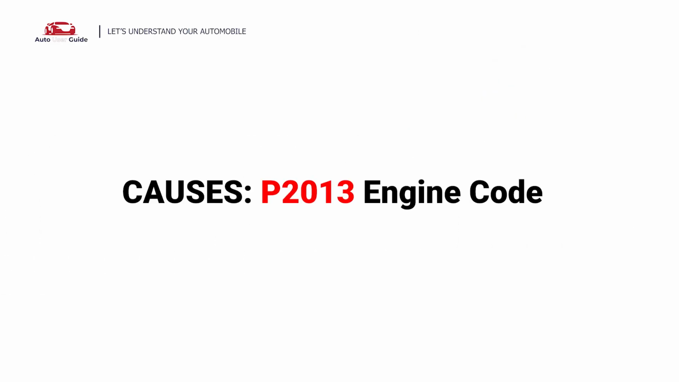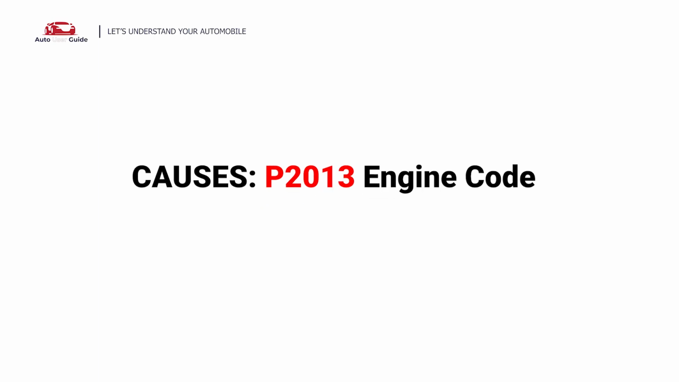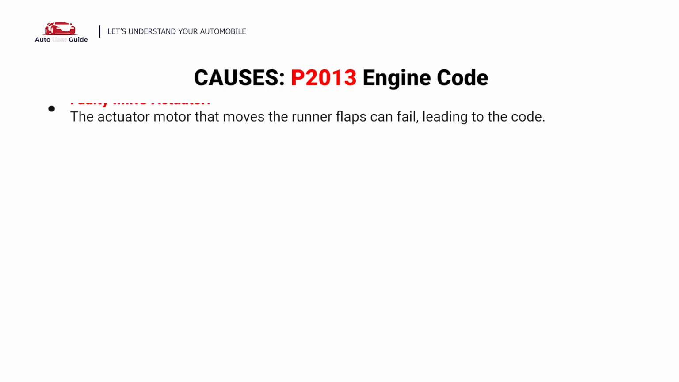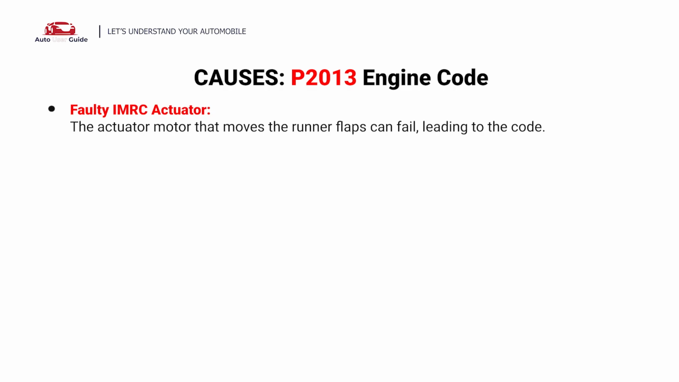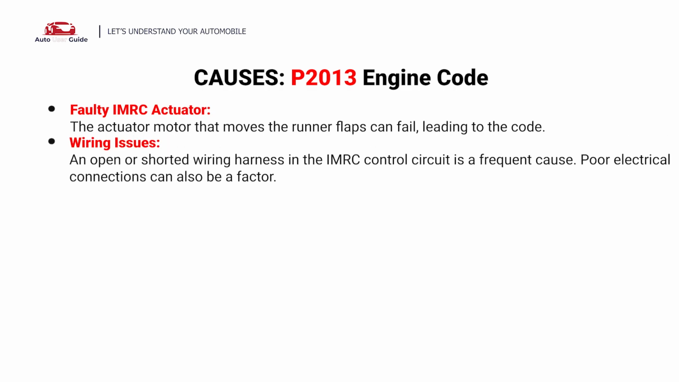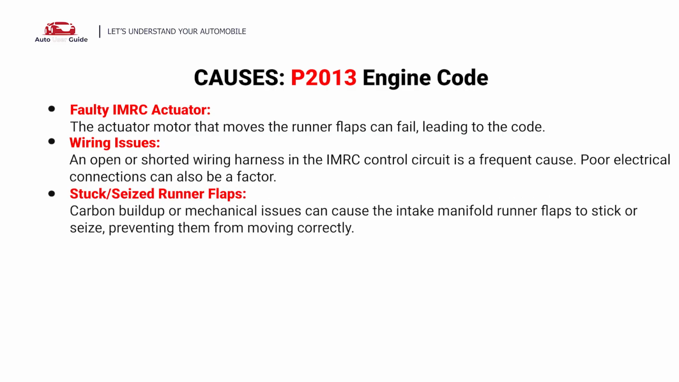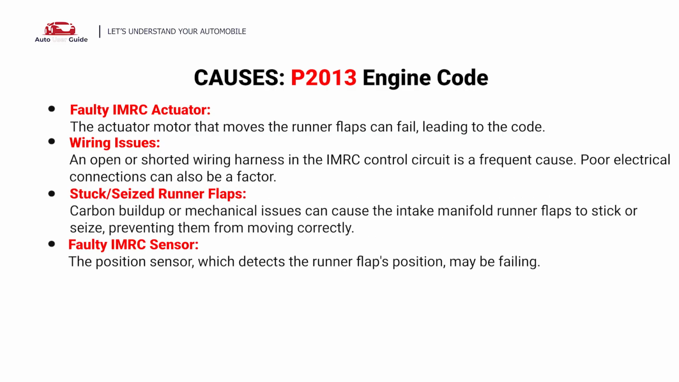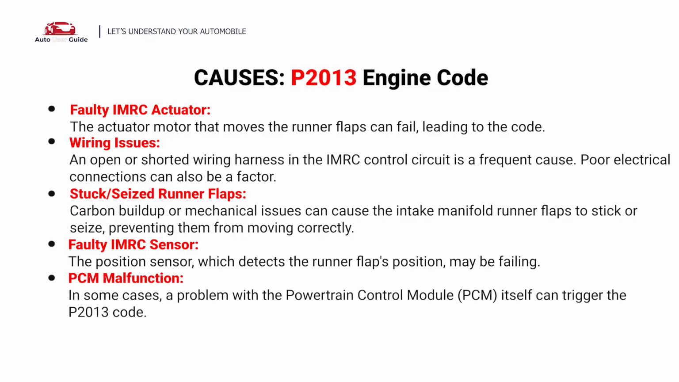So, what causes this imbalance? Here are the most common culprits. This error can be caused by these possible faults in your vehicle. Faulty IMRC actuator. Wiring issues. Stuck or seized runner flaps. Faulty IMRC sensor. PCM malfunction.